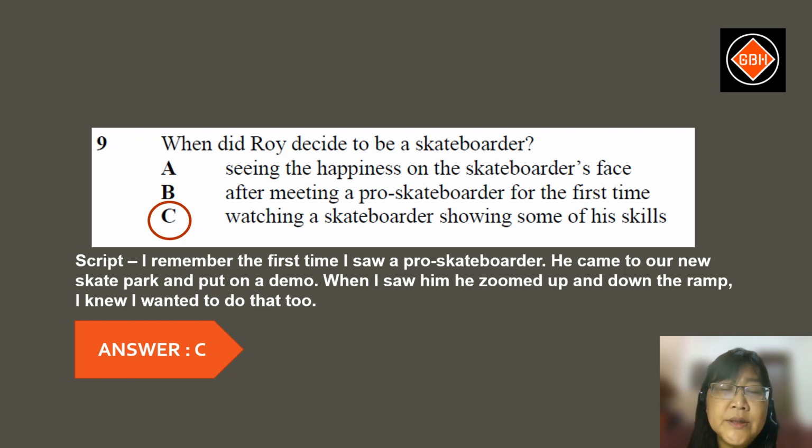And in the audio or the script, there are these sentences. I remember the first time I saw a pro skateboarder. He came to my new skate park and put on a demo. A demo is a demonstration. So this pro skateboarder did some acts. When I saw him, he zoomed up and down the ramp. I knew I wanted to do that too. Okay, so when you are zooming up and down, it means that you are showing your skills. So the answer is C.